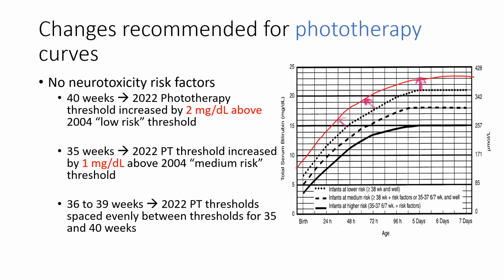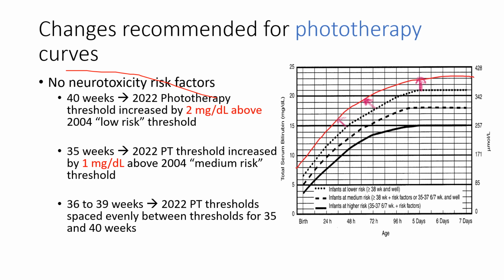Premature means 35 to 37 weeks plus 6 days. The last line, the solid line, is for the premature and well, which is considered the high risk zone. So what they did, number one, if you have no neurological risk factor, we have two phototherapy lines in the new guidelines: one for no neurological risk factor and the other for the neurological risk factor.